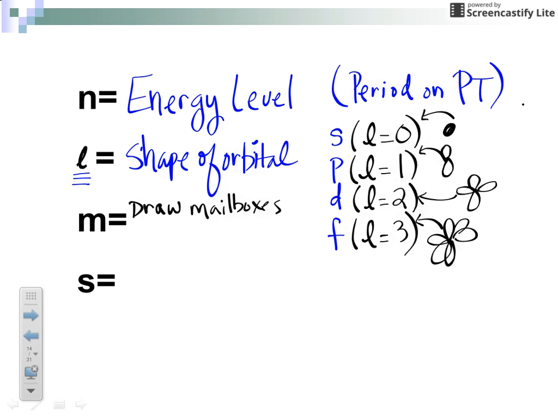We were talking about how to find the quantum numbers L, M, and S. I left off in the last video with drawing the mailboxes. To find M, you draw your mailboxes. Then you have to number the mailboxes.